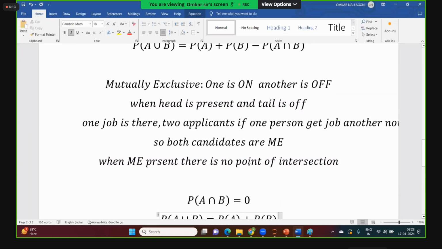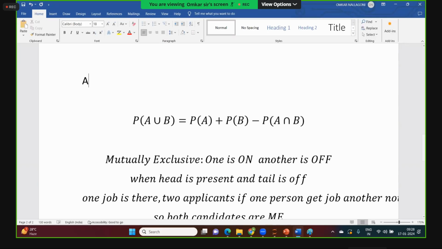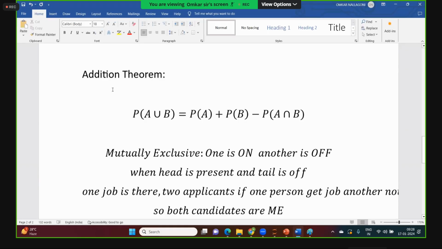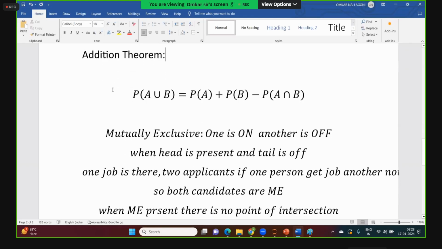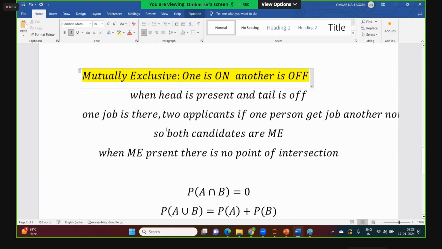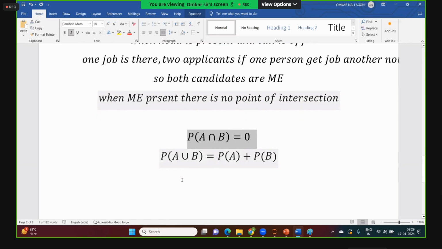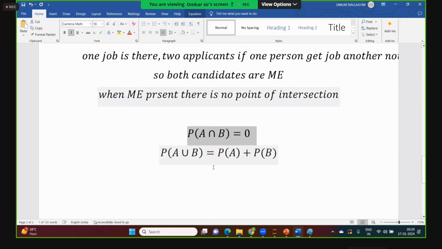So this we can generally call the addition theorem. P of A union B equals P of A plus P of B minus P of A intersection B, but there is the special case, the mutually exclusive case. When mutually exclusive is there, what will be 0? P of A intersection B is 0, then P of A union B equals P of A plus P of B. That you need to remember. So it is called the addition theorem.